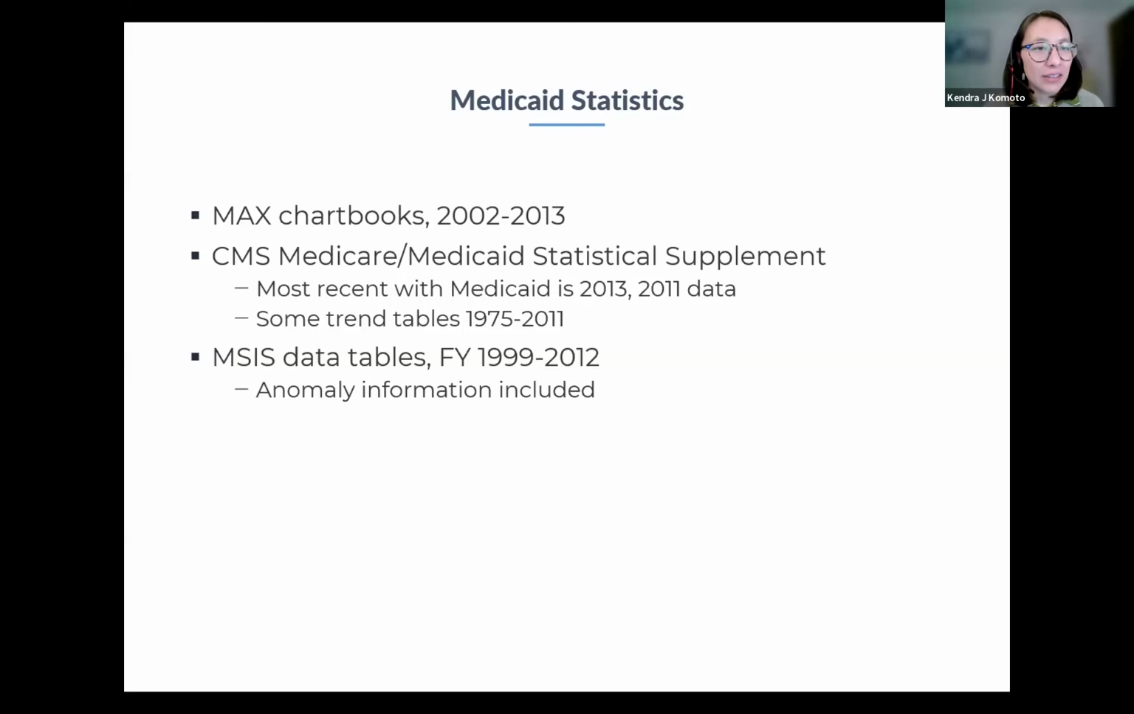And then the last item is MSIS data tables. These cover fiscal year 1999 to 2012. Again, there's not much in here that's different. There's enrollment and utilization, but the format's an Excel file. So sometimes that's useful compared to a PDF.